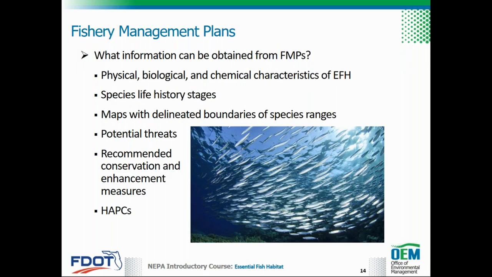The fishery management plans developed by the regional fishery management councils and NMFS explain the physical, biological, and chemical characteristics of EFH. They also include information on species life history stages, species range maps, potential threats, and recommended conservation and enhancement measures. The amount of information available for EFH determinations will vary depending on which species may be affected.